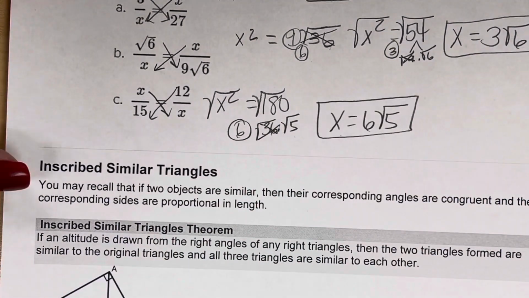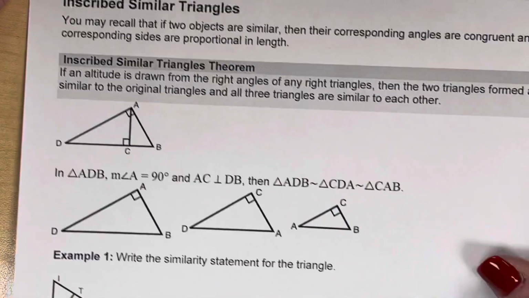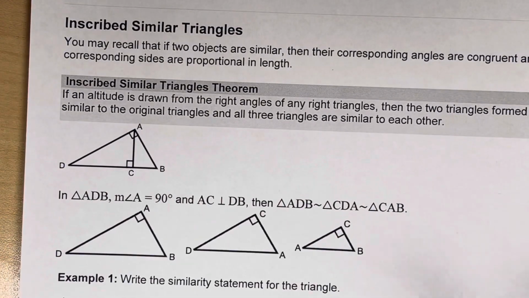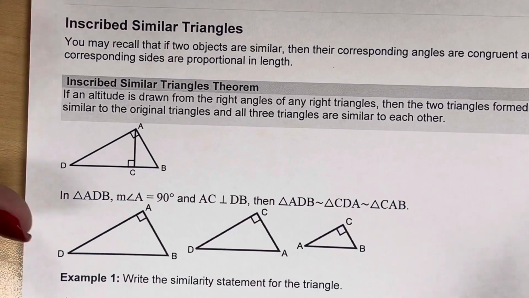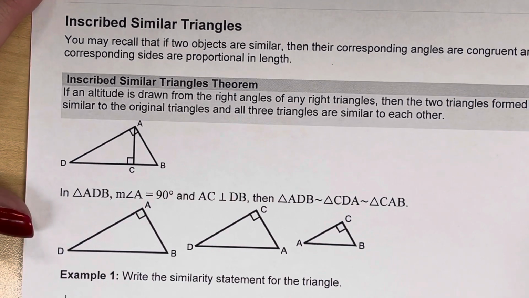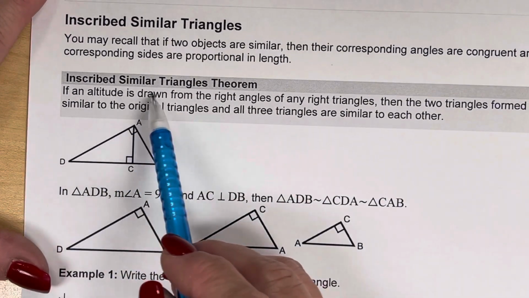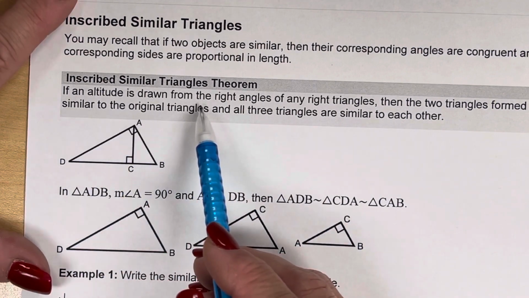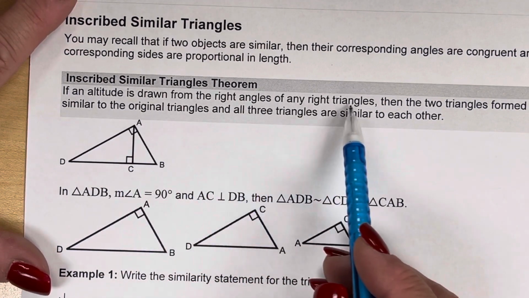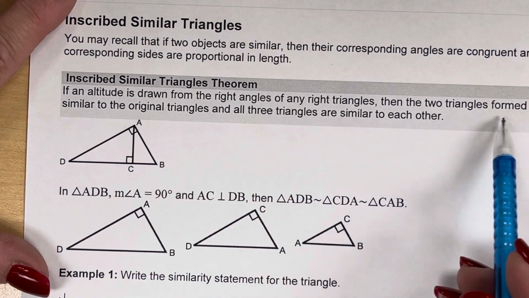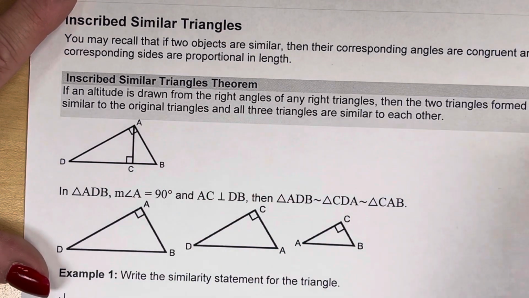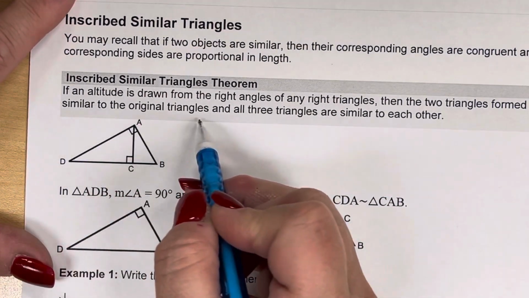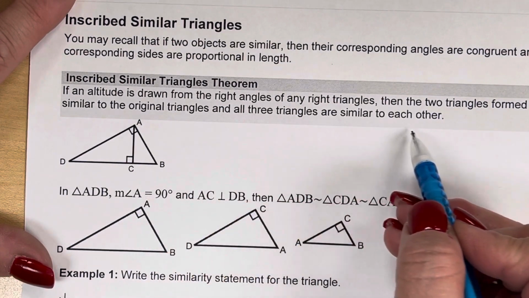All right, let's take a look at this inscribed similar triangles. We know that if shapes are similar, that means they have the same shape, just not the same size. And this is what the inscribed similar triangles theorem states. If an altitude is drawn from the right angle of any right triangle, then the two other triangles formed are similar to the original, and all 3 triangles are similar.